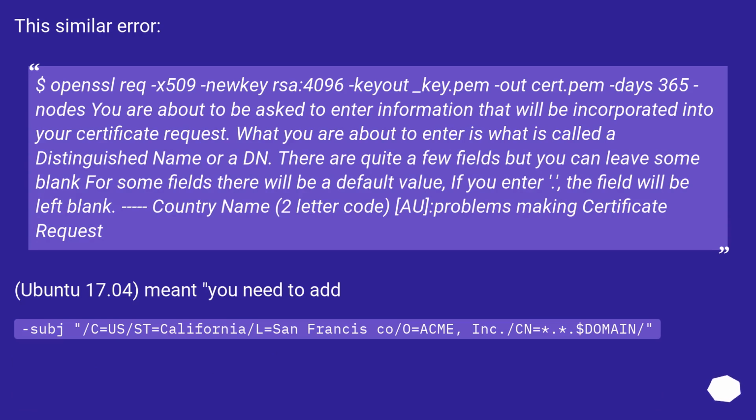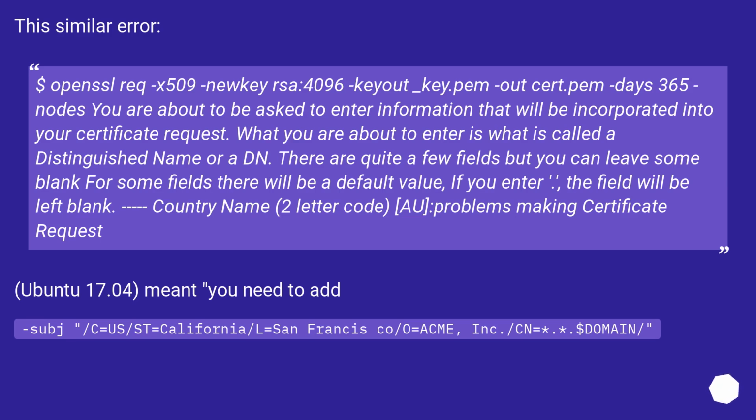This similar error. $ openssl req -x509 -new -keyout key.pem -out cert.pem -days 365 -nodes. You are about to be asked to enter information that will be incorporated into your certificate request. What you are about to enter is what is called a distinguished name or a DN. There are quite a few fields, but you can leave some blank. For some fields there will be a default value. If you enter '.', the field will be left blank. Country Name (2 letter code) [AU]: problems making certificate request.